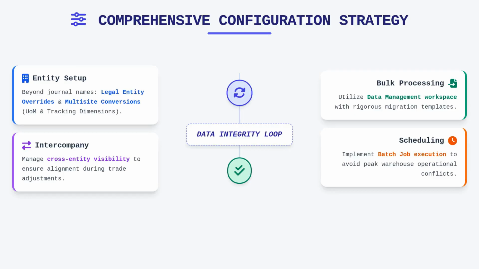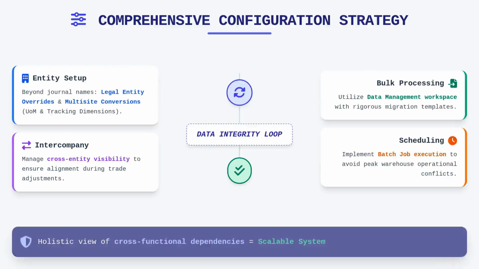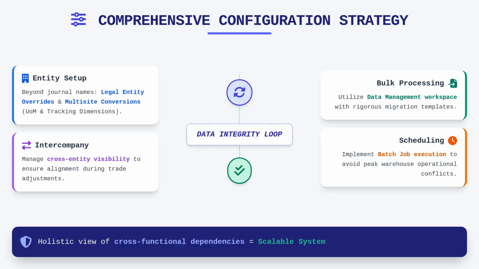Additionally, you need to consider how intercompany trade configurations interact with these adjustments, as an adjustment in one entity may require visibility or alignment in another. Maintaining a holistic view of these cross-functional dependencies is what distinguishes a robust, scalable system from one that suffers from perpetual data inconsistencies.